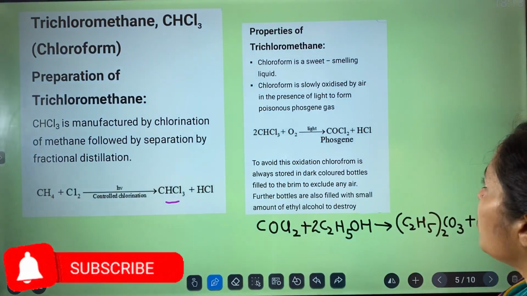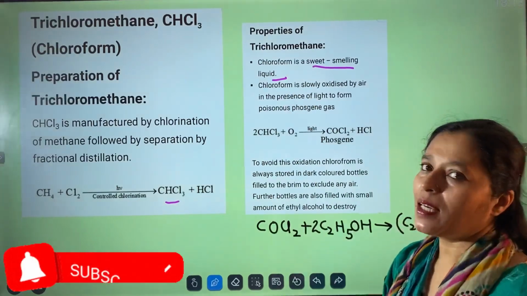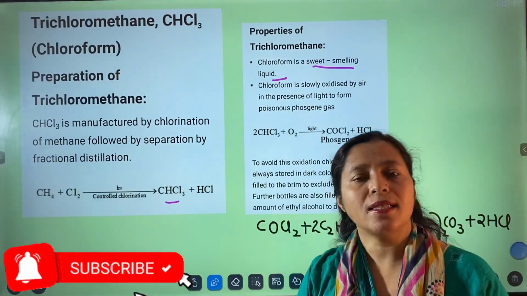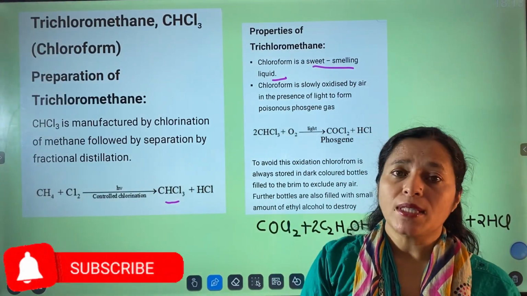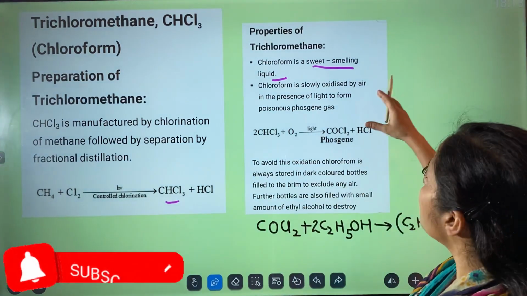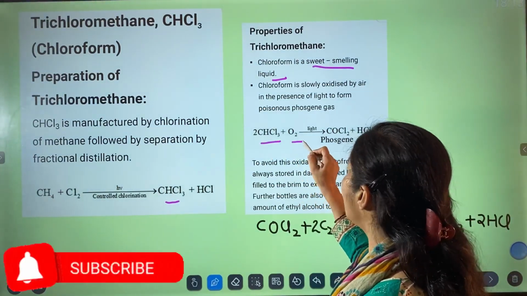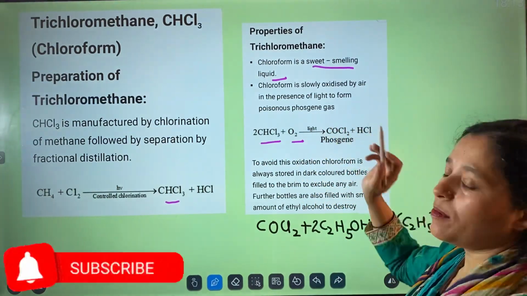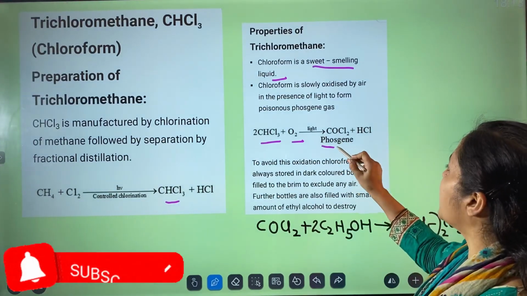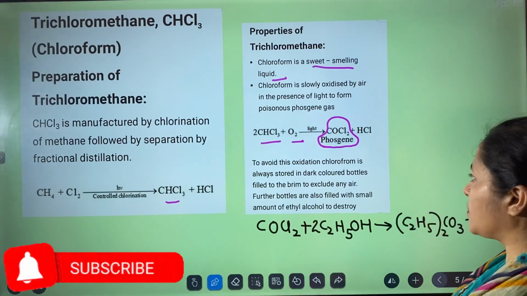Properties of trichloromethane: it's a sweet smelling liquid. You can put it on your handkerchief and you can go into the unconscious level. So it's very dangerous, students, also for that. Chloroform is slowly oxidized by air. So what happens when chloroform reacts with oxygen in the presence of light, it gets converted into a highly toxic gas that is known as phosgene.